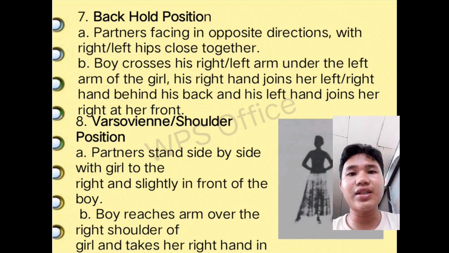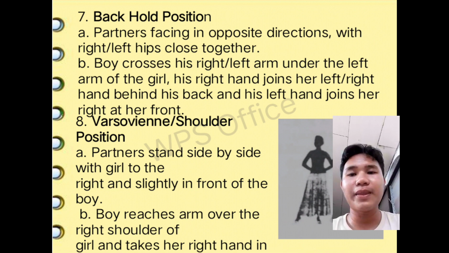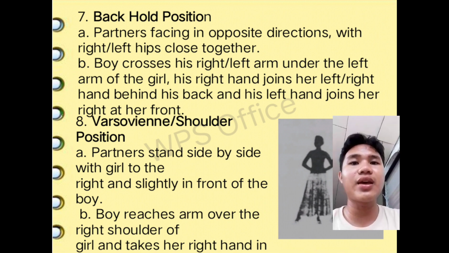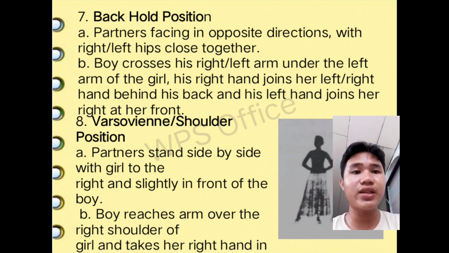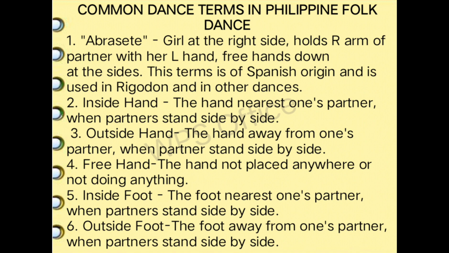Balkan shoulder position. Partners stand side by side with girl to the right and slightly in front of the boy. The boy reaches his arm over the right shoulder of the girl and takes her right hand, joined. They oscillate side to side, changing hands after each other point and turning halfway around each other. Common dance terms in the Philippine folk dance.